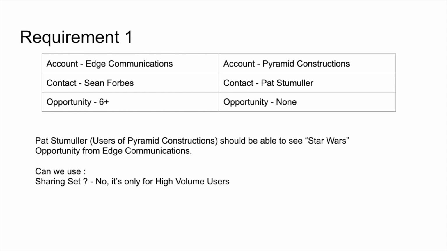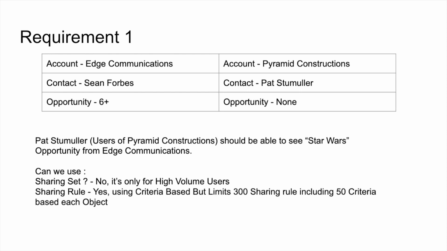The answer is of course no, because both contacts are partner community users, which have a role, and a sharing set is only applicable for high volume community users who do not have any role. So sharing set is gone. Can we use a sharing rule? We have criteria based sharing and we have owner based sharing. Certainly we can use criteria based sharing, saying that if the opportunity name equals Star Wars, then share that opportunity with the external portal user role, and the role would be Pyramid Construction, either manager, user, or executive.